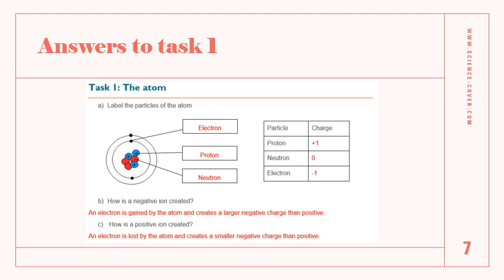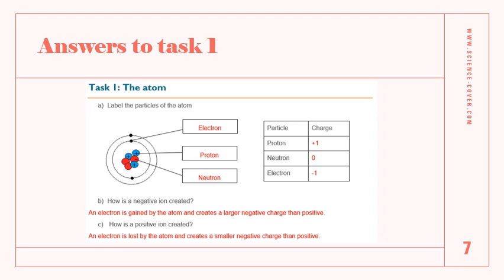The electrons are orbiting the atom, and then at the center we have the nucleus made out of protons in blue and neutrons in red. The proton has a charge of +1, the neutron has a charge of 0, and the electron has a charge of -1.